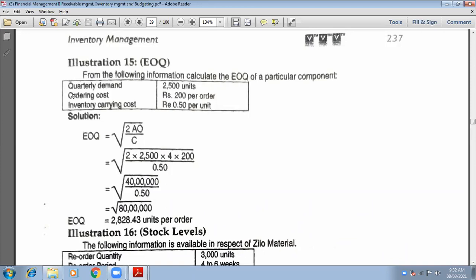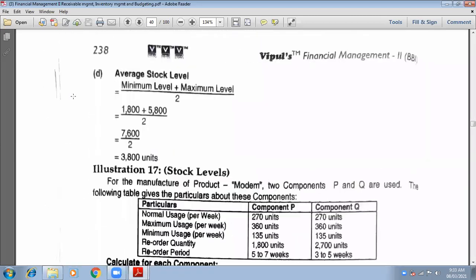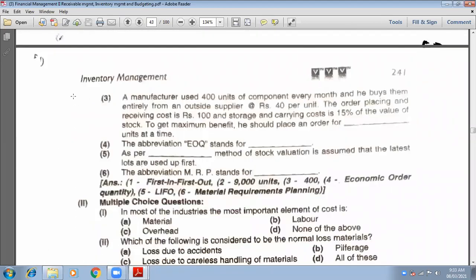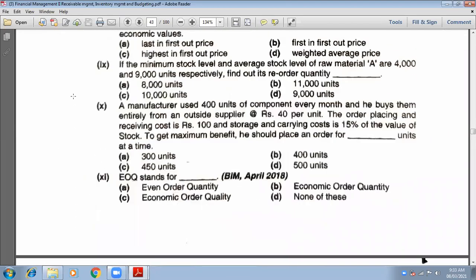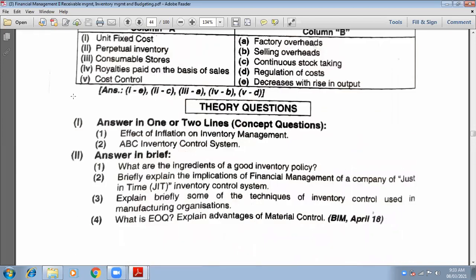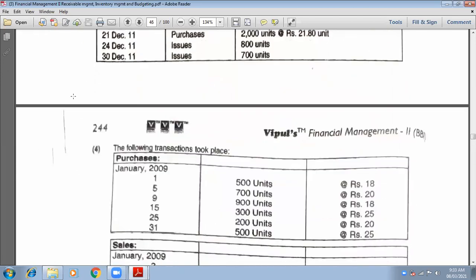Okay, ordering cost per order is already given, 200 rupees. And inventory carrying cost is given already, that is rupee 0.50 per unit. So then you will be able to find out the answer. Is that clear, everyone? Yes ma'am. Okay, so this will be your homework, and I will give you two more, so that you become confident for EOQ sums also.